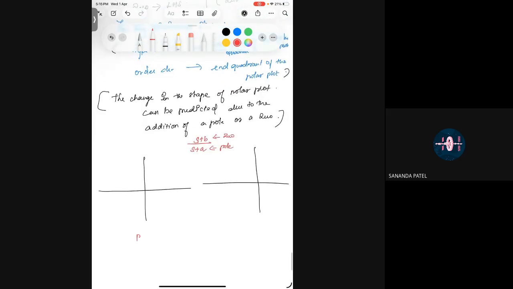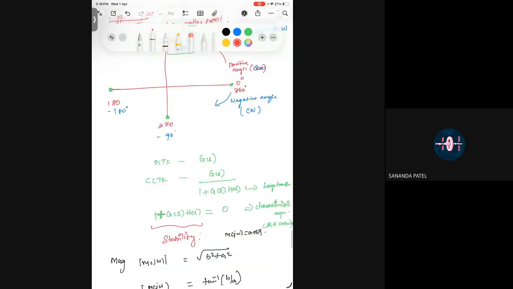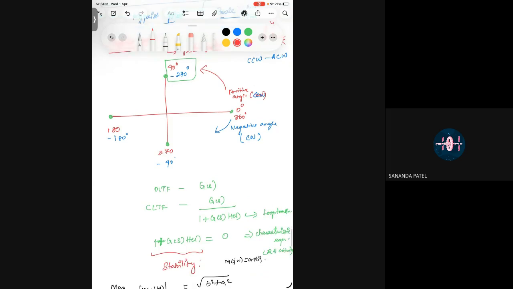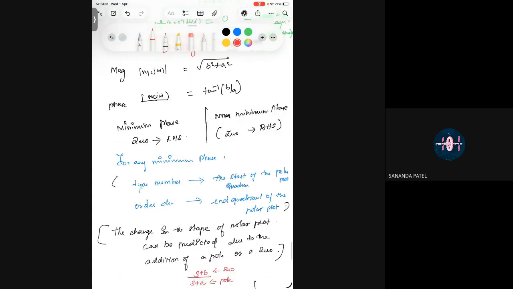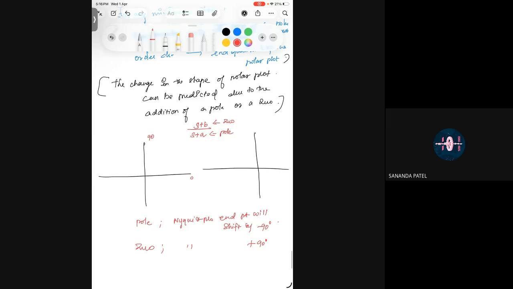So when we add a pole to the system, the endpoint of the polar plot, the Nyquist plot, will shift by minus 90 degrees. For a zero, it will shift by plus 90 degrees. Before, I introduced you to how I am going to use these denominations, right? 0, 90, 180, 270. I will start with this: if this is 0, this is positive 90, 180, 270, right?